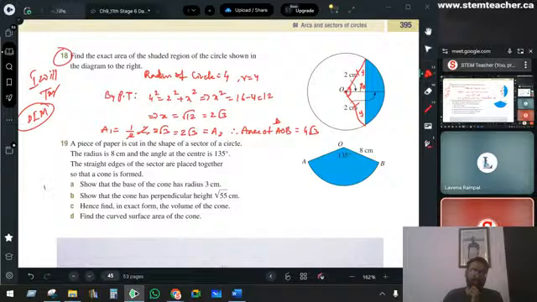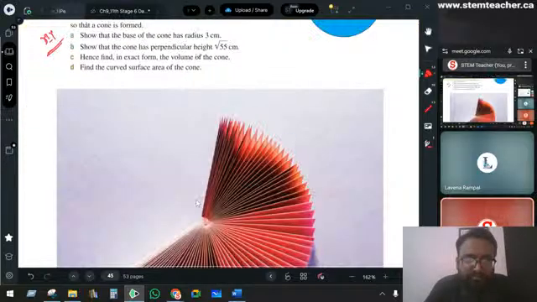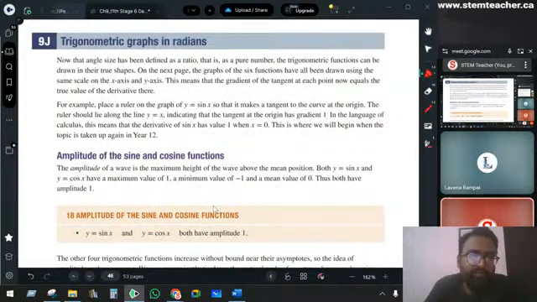Here, you can try this 19th one yourself, because it is a sector, so you can try it easily.